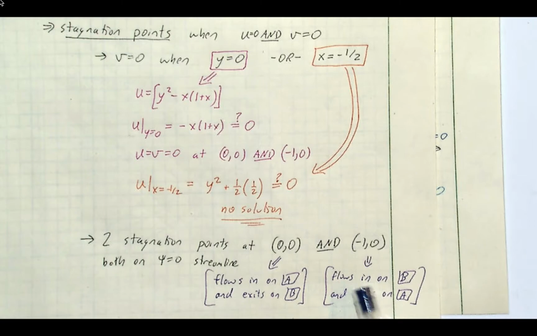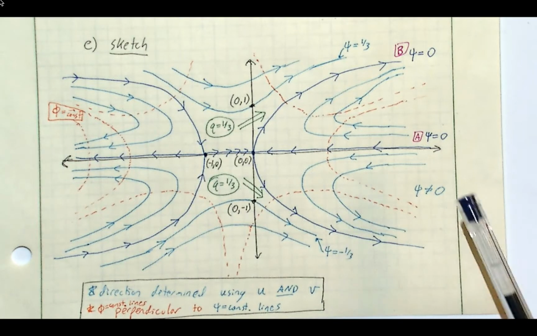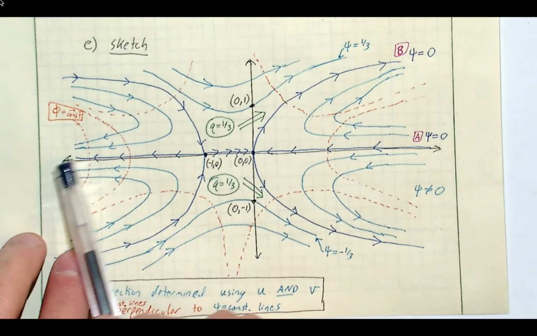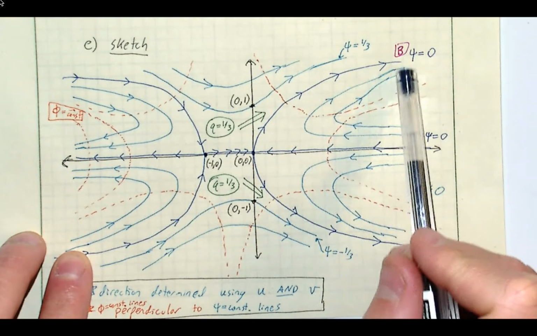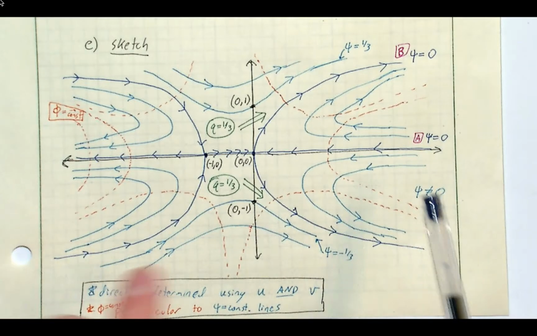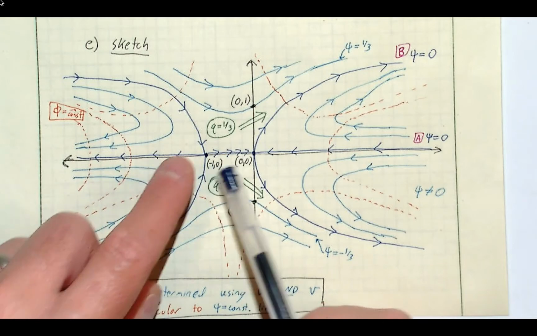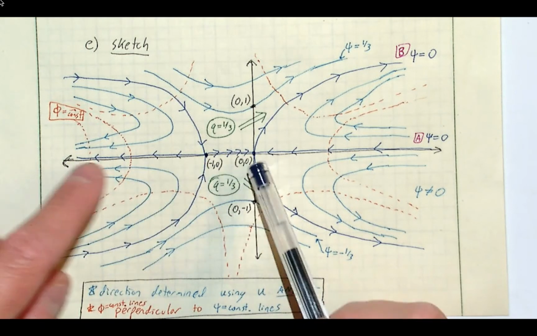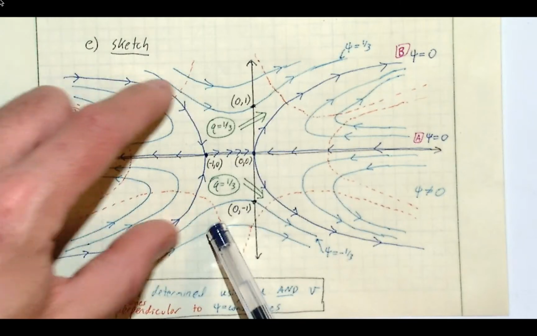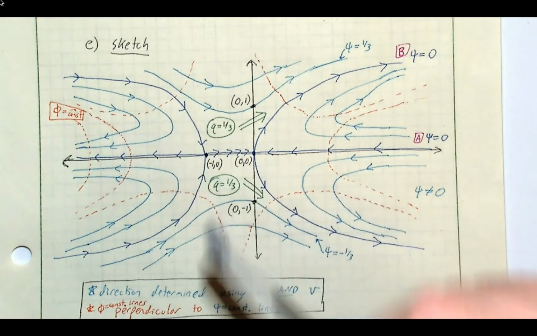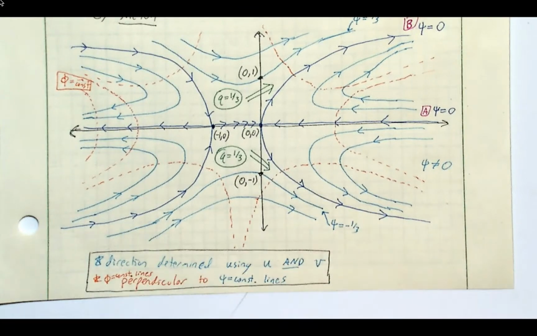And then at this stagnation point, the opposite happens. This flows in on the B arm and flows out on the A arm. So that looks like this. We have two stagnation points. Here's our A arm of the psi equals 0 streamline, and here are our B arms. And we know at the 0, 0, we're flowing in on A, flowing out on B. And at the other stagnation point over here, we're seeing flowing in on the B arm and flowing out on the A arm. So by looking at the u and v components, we can determine the direction of the flow along these streamlines.